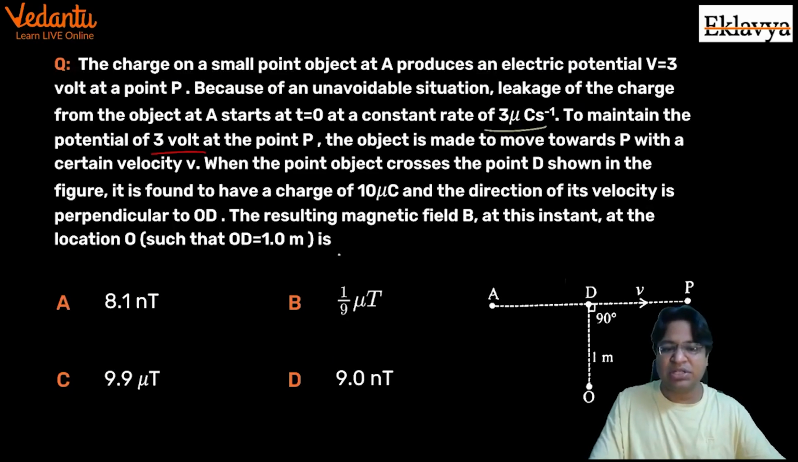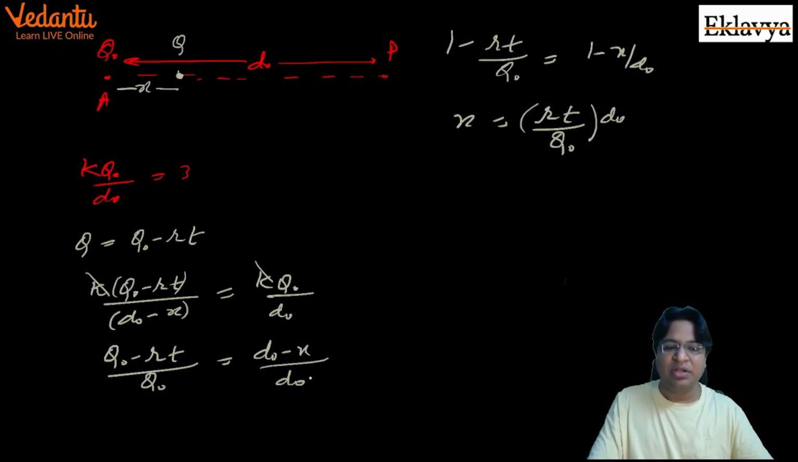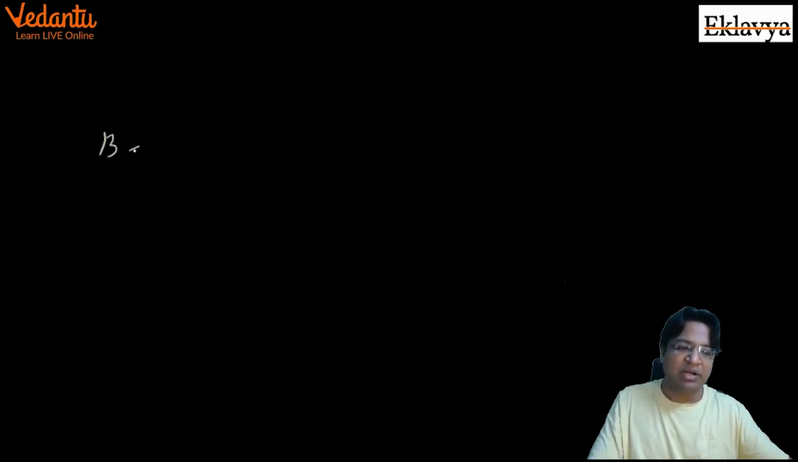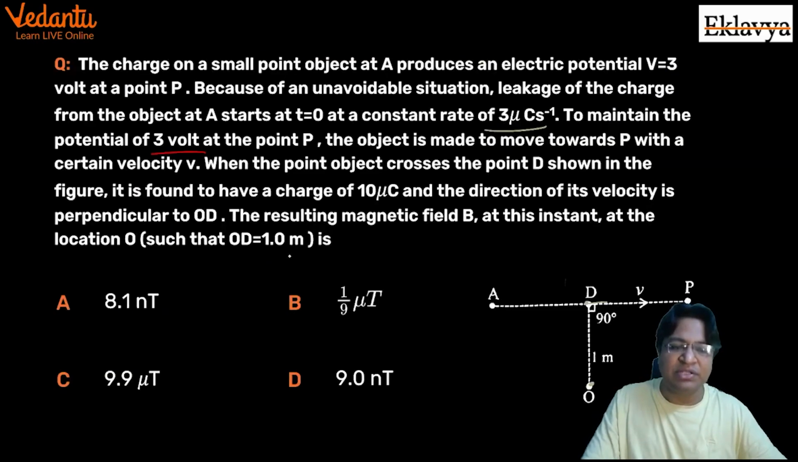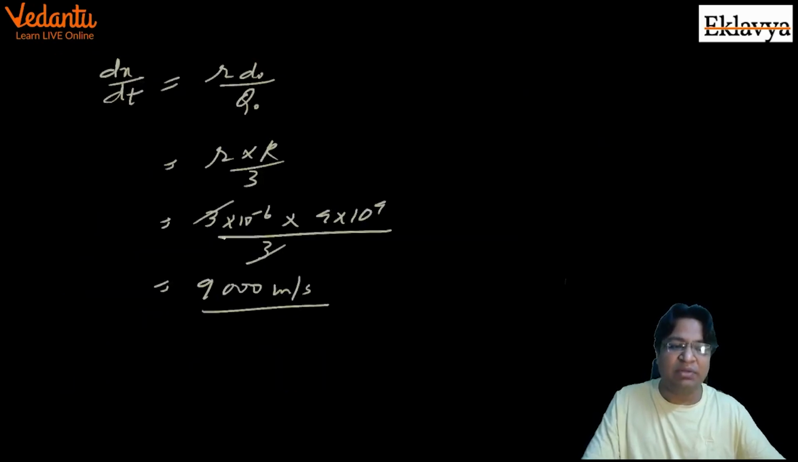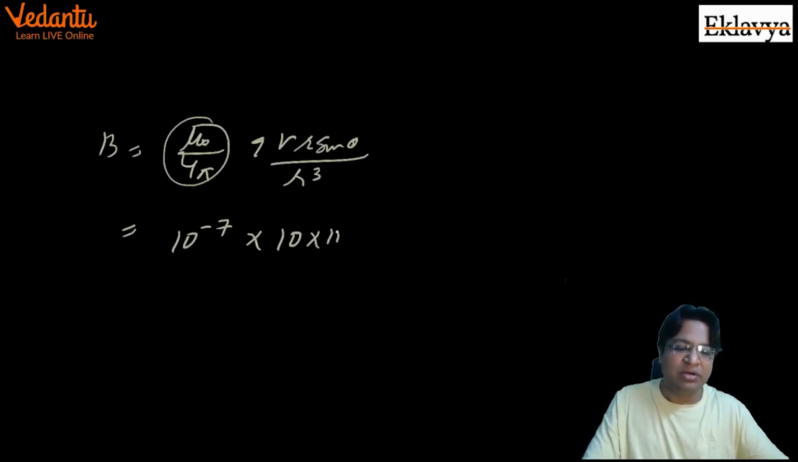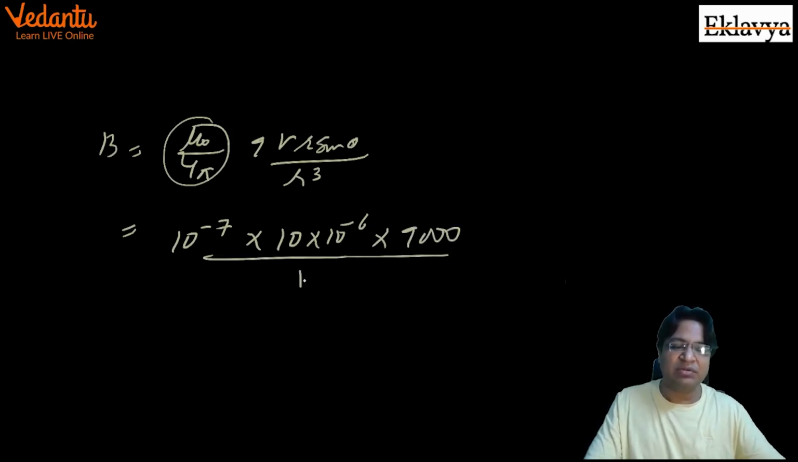Now the question is asking for the magnetic field at this location when the charge is crossing from here. So this will be given by the formula mu naught by 4 pi, q v cross r, so that is q V R sine theta divided by r cube. This value is 10 raised to power minus 7, into charge. What would be the value of charge that is given in the question? It is found to have a charge of 10 microcoulomb. So 10 into 10 raised to power minus 6. And then V was 9,000, and one of the R gets cancelled, so the denominator is R square, so that is 1 square.